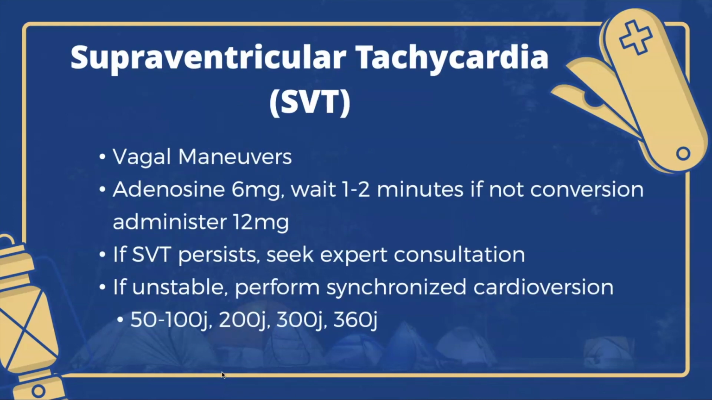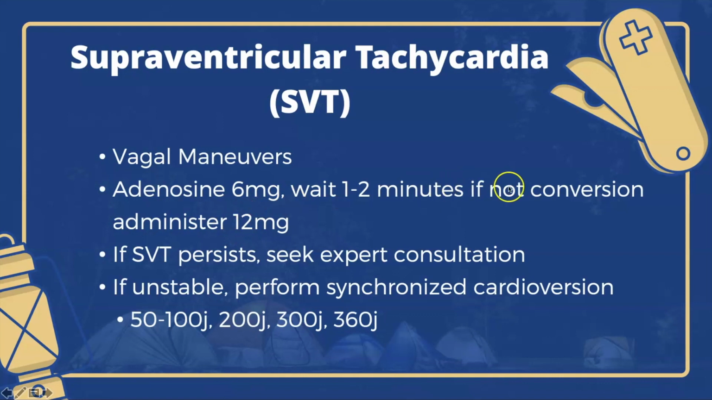For SVT or supraventricular tachycardia, this is a rhythm that is above the ventricle. First thing we're going to have them do is vagal maneuvers. Then we do adenosine. All of this starts to jumble together. So adenosine, 6 milligrams, you're going to wait 1 to 2 minutes. If no conversion, 12 is here.